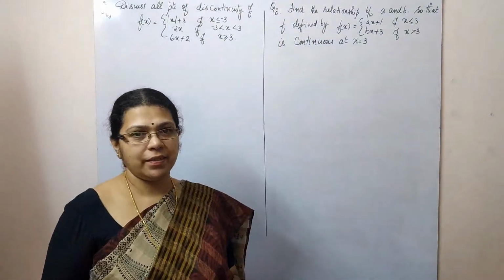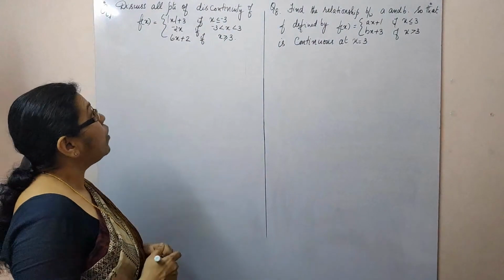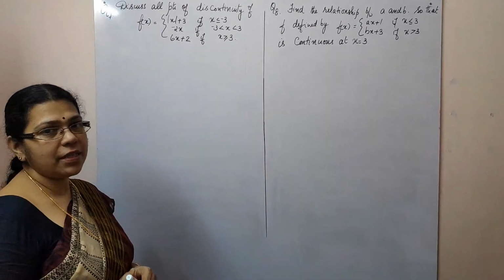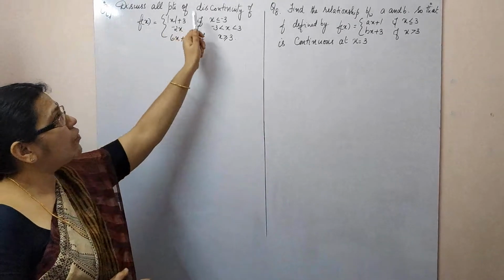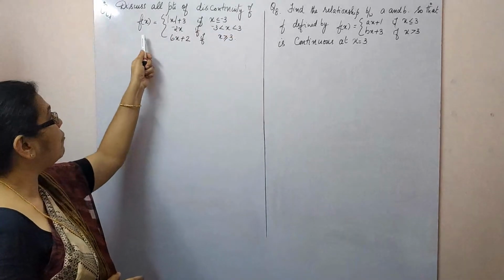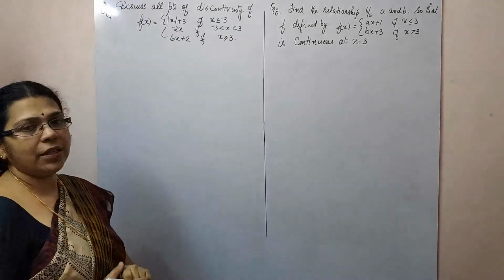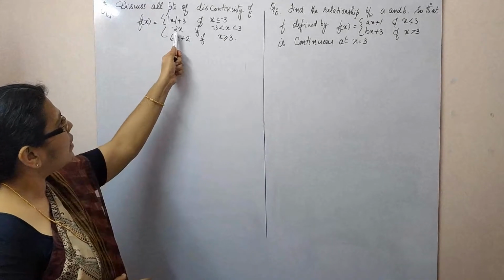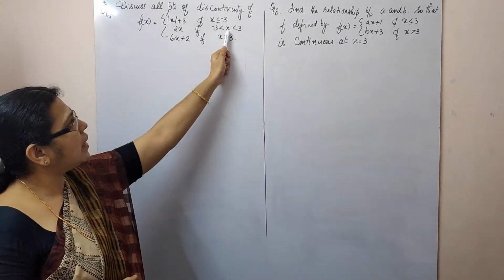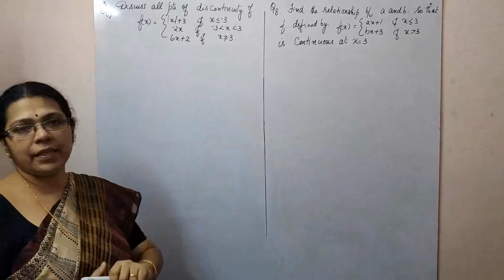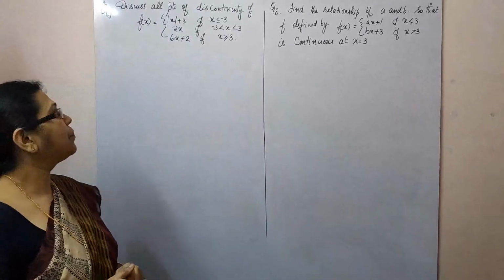Let's see the next question. Discuss all points of discontinuity. Here we are asked to discuss the points of discontinuity. The function f of x is given by mod x plus 3 if x is less than or equal to negative 3, minus 2x if minus 3 is less than x less than 3, 2x plus 2 if x is greater than or equal to 3.